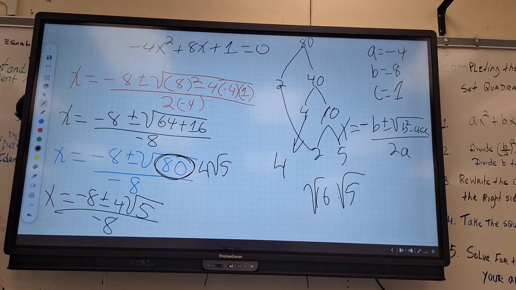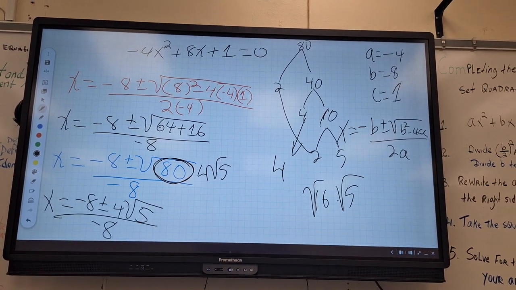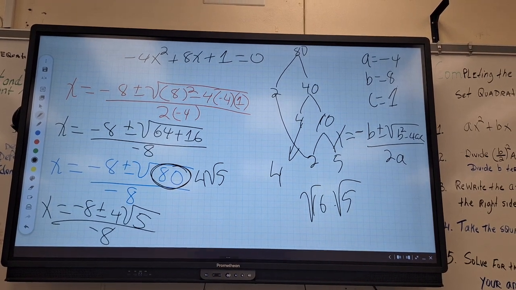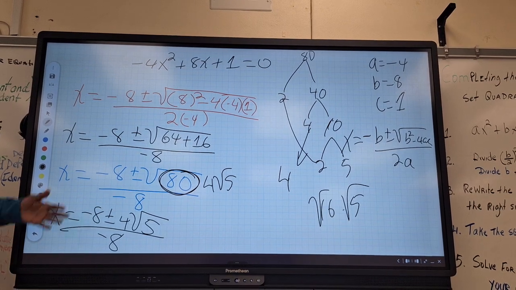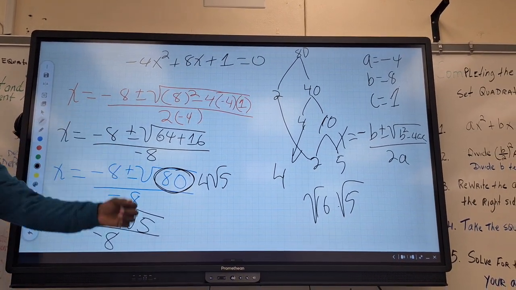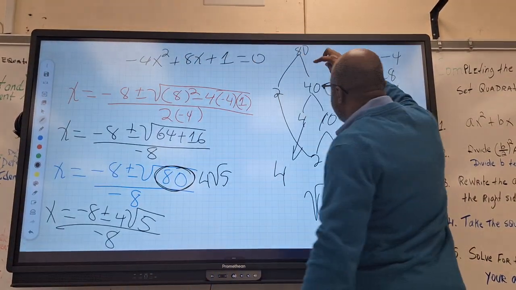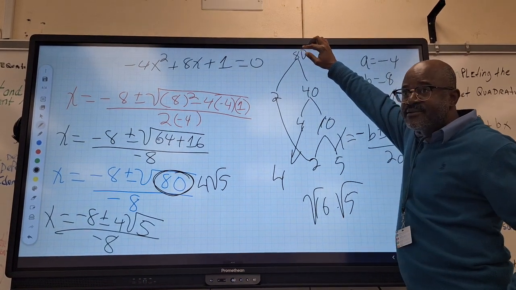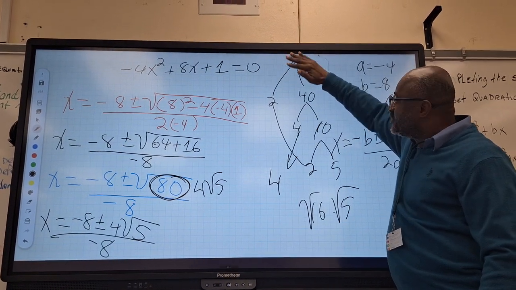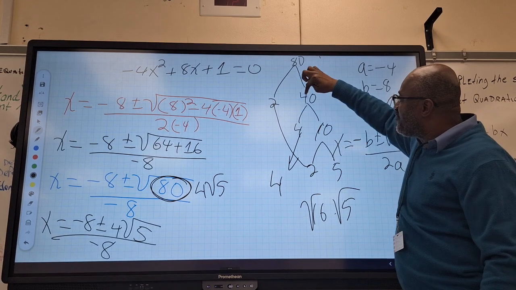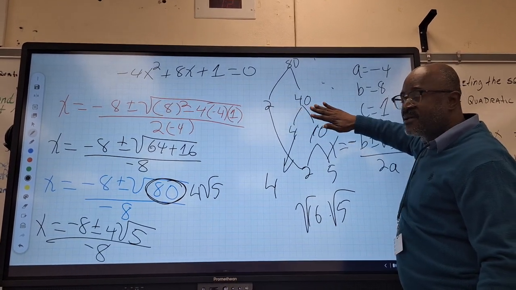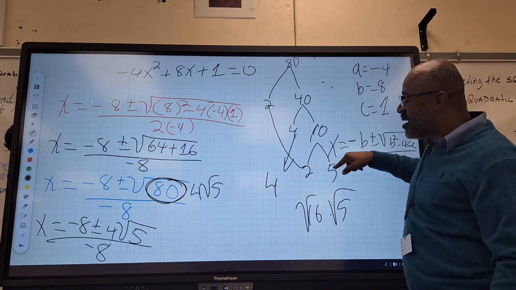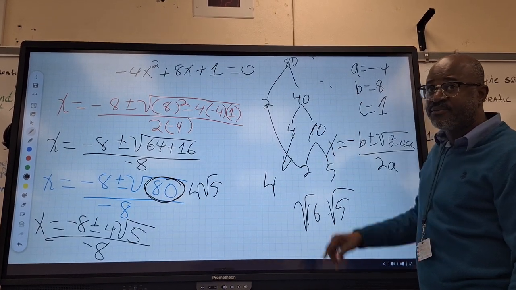How did you get the 16 and 5? We start with 80. Somebody told me 80 is 2 times 40. Somebody told me 40 is 4 times 10. Somebody told me 10 is 2 times 5. It's about your factors, people.